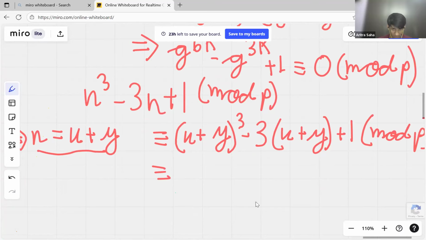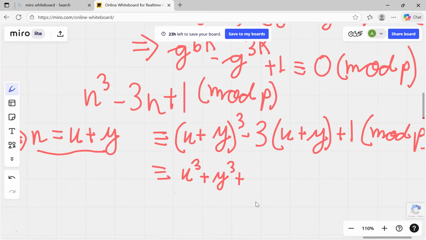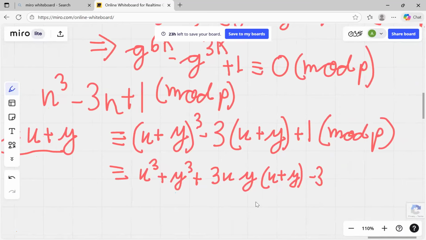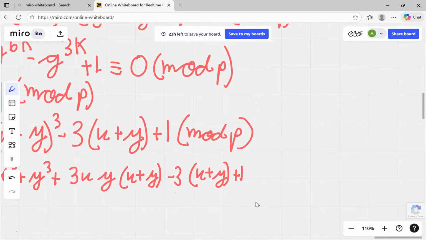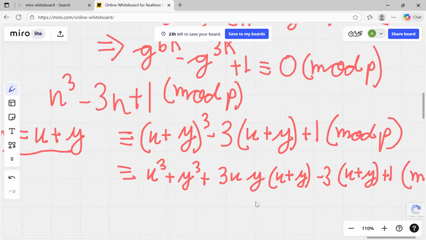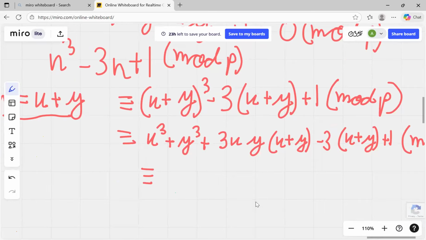What do you get after solving? Do I really have to solve right now? I mean, it's x cube plus y cube plus 3x square y plus 3xy square minus 3x minus 3y plus 1. Putting y equals to 1 may help.